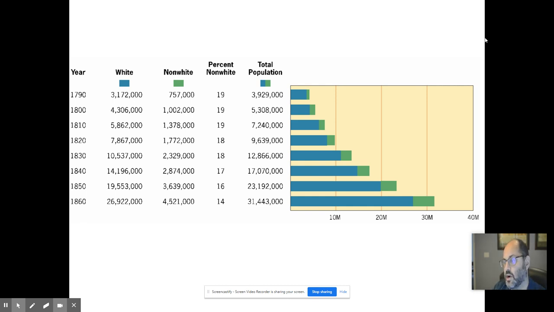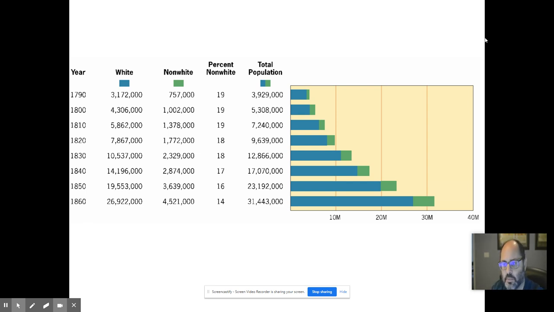So this is a chart that takes a look at immigration patterns from 1790 all the way to 1860. The blue represents white population, and then the non-white population, primarily in this period, that's Black people, and maybe Native Americans in there as well. And then it tells you a percentage of people that were non-white. So the percentage is basically a nice stand-in, roughly, for Black people in this period. And then the total population is off in the last column.